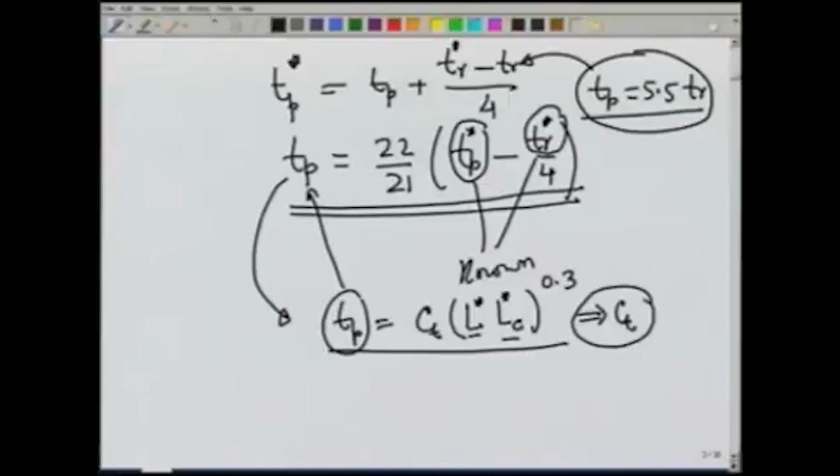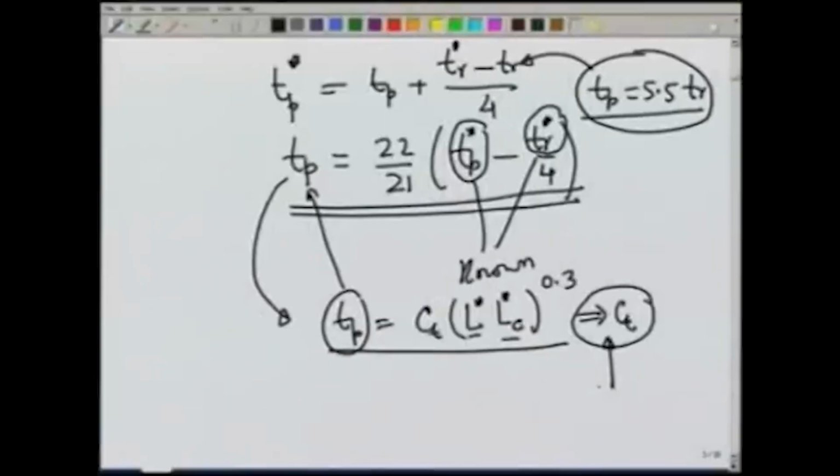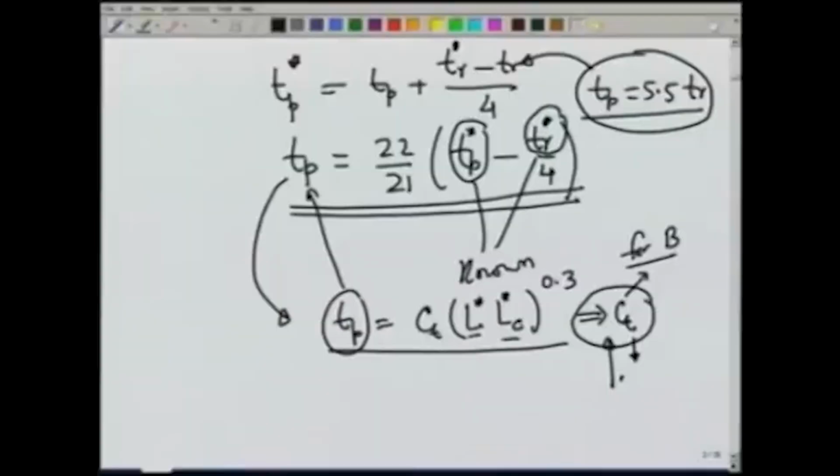So, using this Ct, we can assume, this is Ct value for catchment B. But since we have assumed that both the catchments A and B are similar, we can say that the same value of Ct can be used for A also. So, that takes care of one of the coefficients Ct.